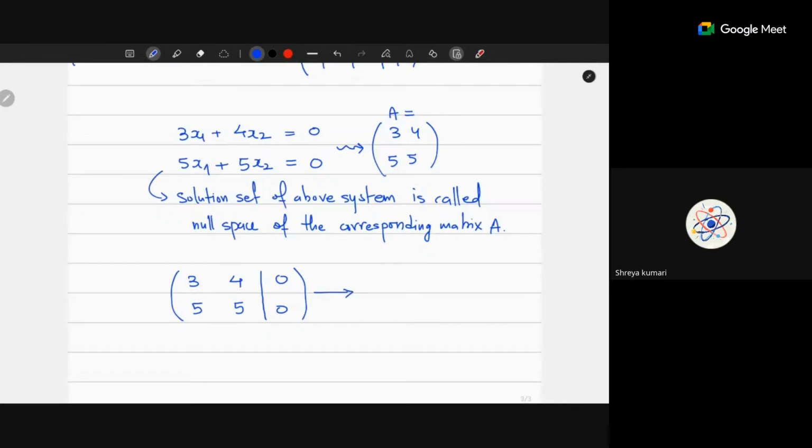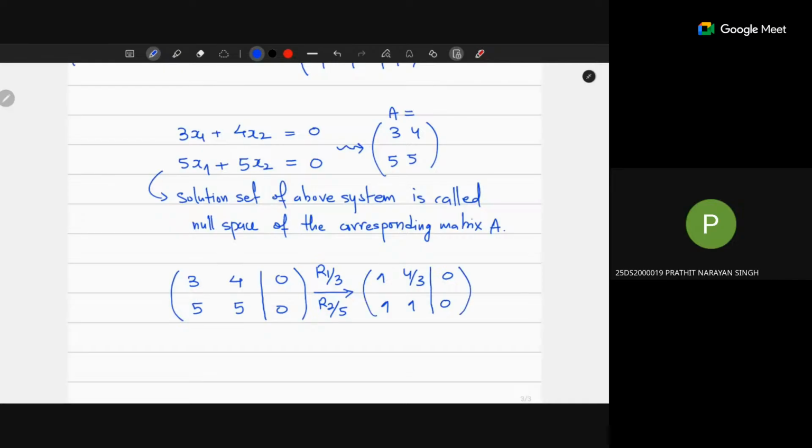So what operation first do we need to perform? R1 by 3, and R2 by 5. Let us do both operations at the same time, because they are independent of each other. So we get 1, 4 by 3, 0, and 1, 1, 0.